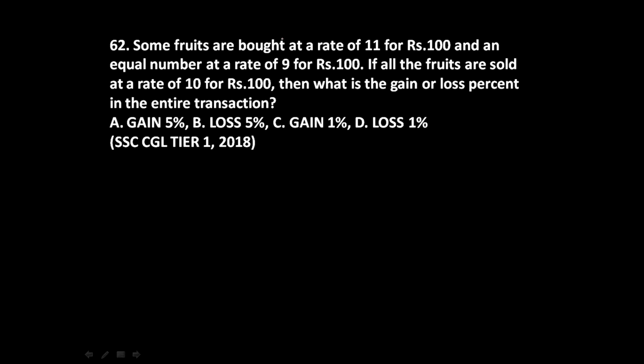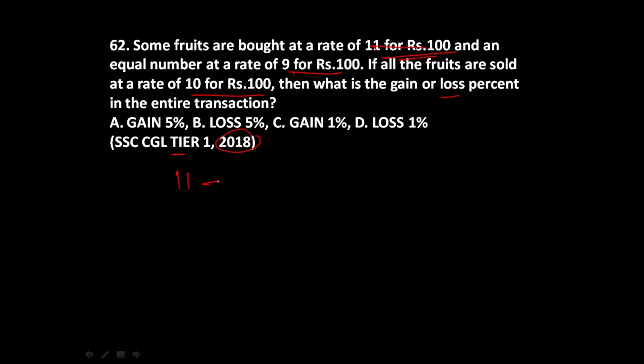Some fruits are bought at a rate of 11 for 100 and an equal number at a rate of 9 for 100. If all the fruits are sold at a rate of 10 for 100, then what is the gain or loss percentage? So how will you solve it? It's a question asked in 2018 CGL Tier 1. So it's important, right? How will you solve it?